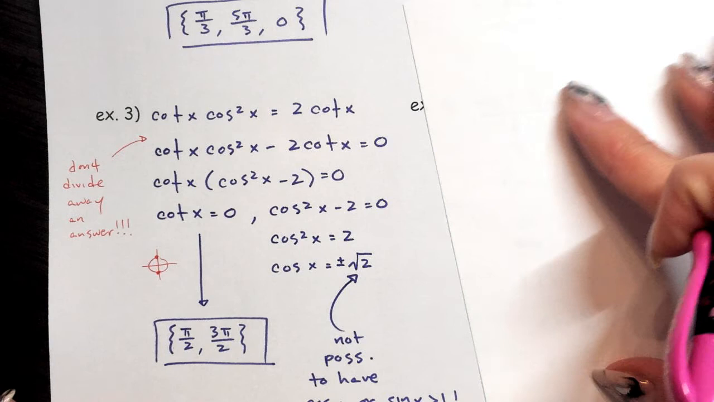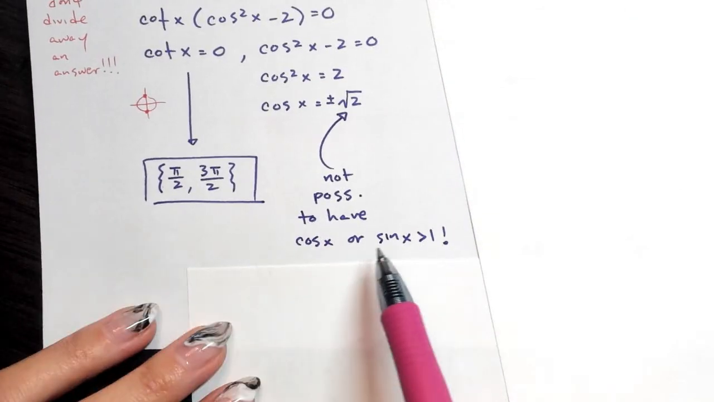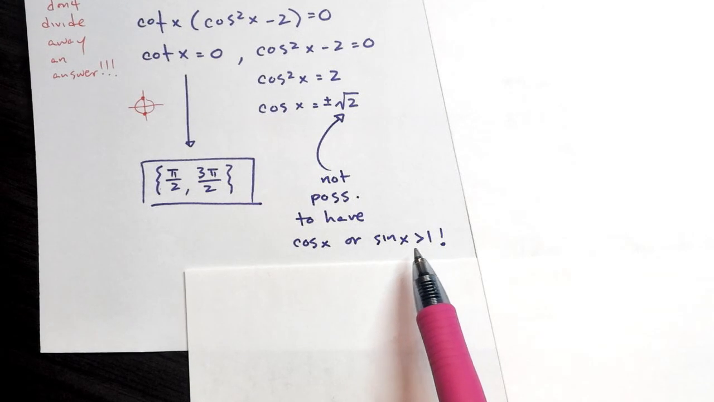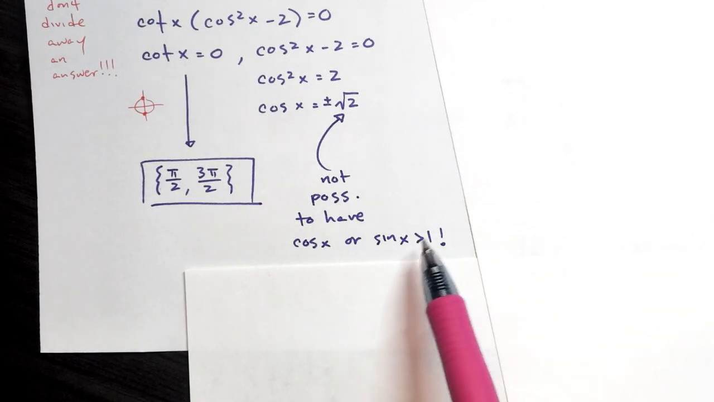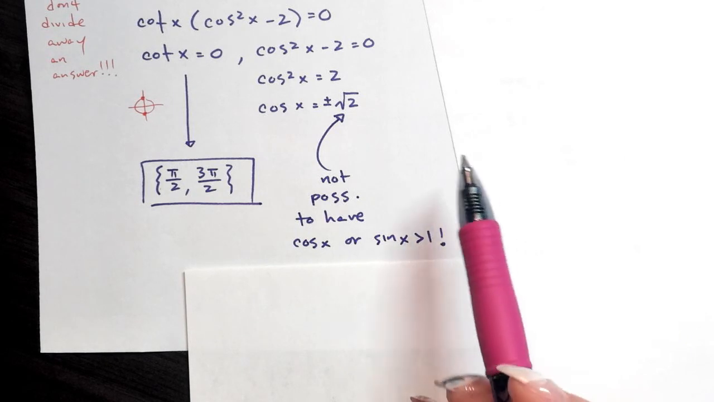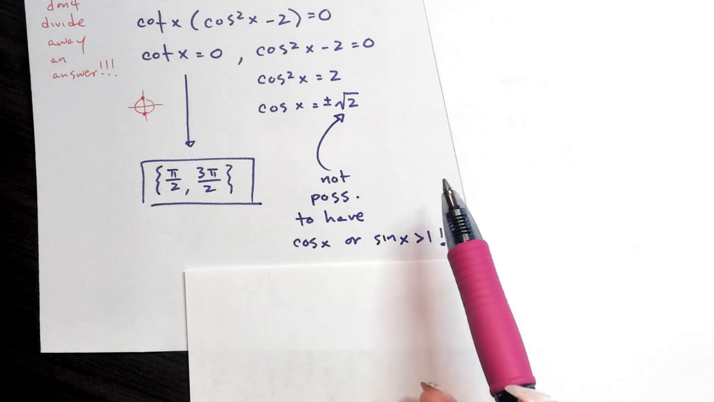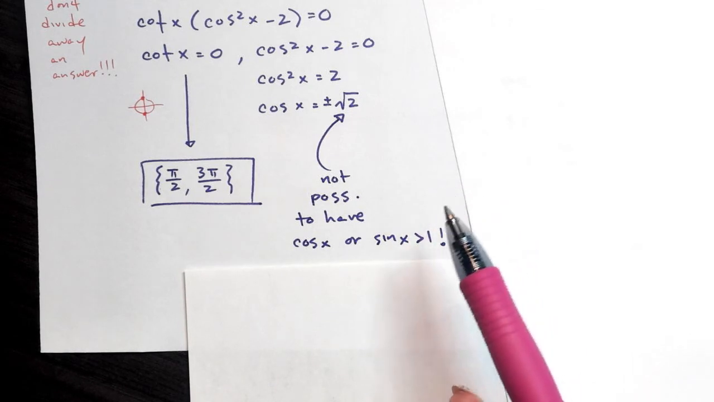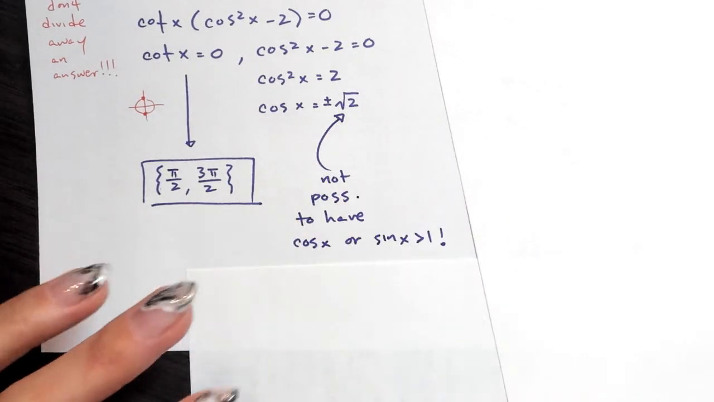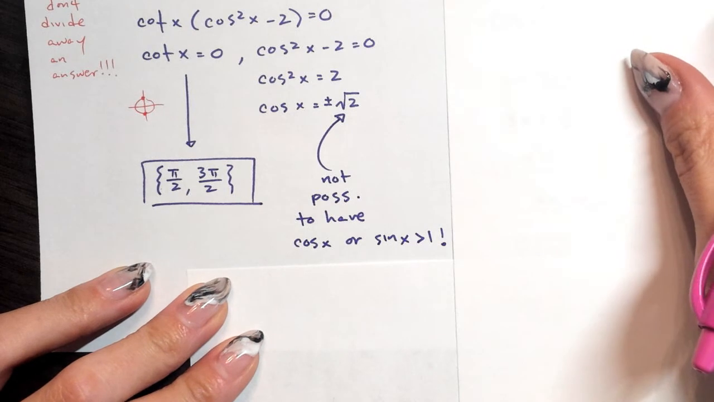It's not possible to have a cosine of x or a sine of x greater than 1. That's just not possible because sine is opposite over hypotenuse. Opposite over hypotenuse is a number over a number that's bigger. So the hypotenuse is always the biggest side of a right triangle. So that's just not possible, okay? So we have 2 answers total. Sometimes you've got to think about stuff like that. So that's the tricky part, okay?